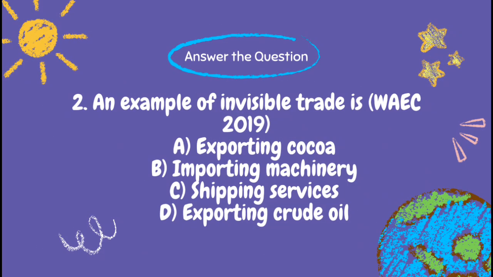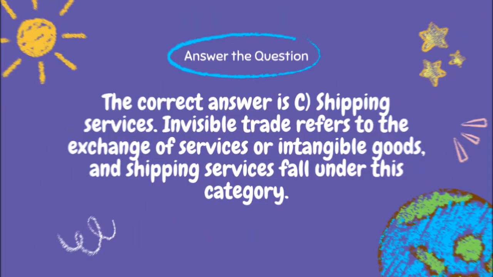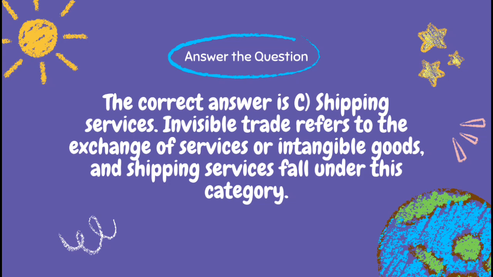Question number 2. An example of invisible trade is dash. This one's coming from WAEC 2019. A, exporting cocoa. B, importing machinery. C, shipping services. And D, exporting crude oil. What's your answer? The correct answer is option C, shipping services. Invisible trade refers to the exchange of services or intangible goods, and shipping services fall under this category.